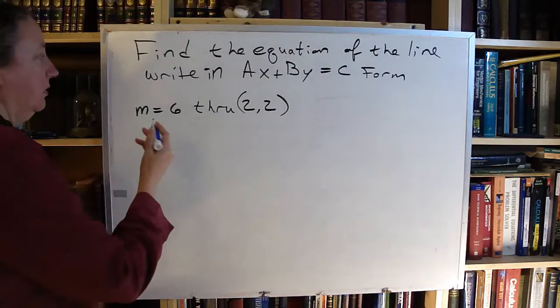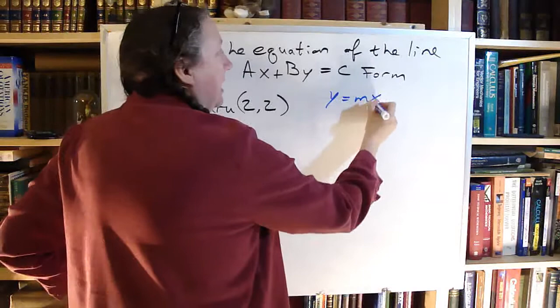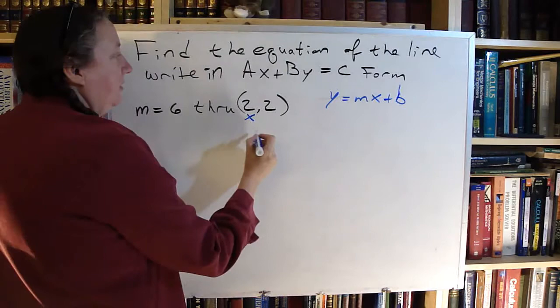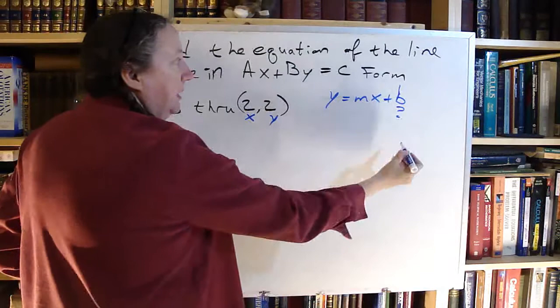So I'm going to start out by writing this with my y equals mx plus b format. I have my m, I have my x, and I have my y, which leaves me only with b to find out.